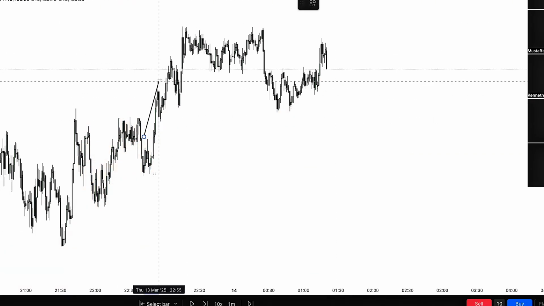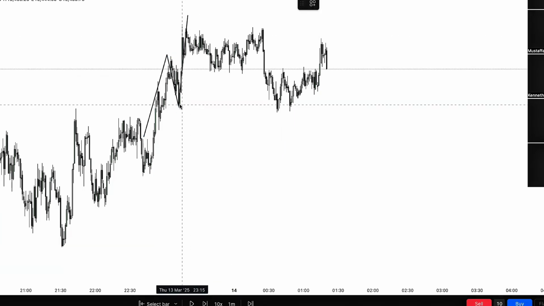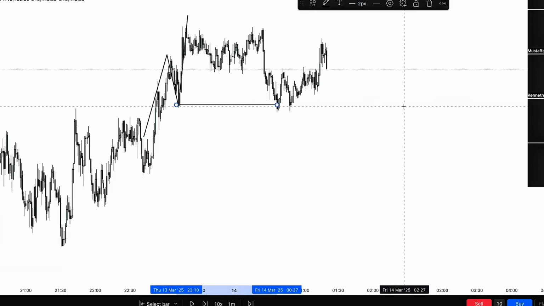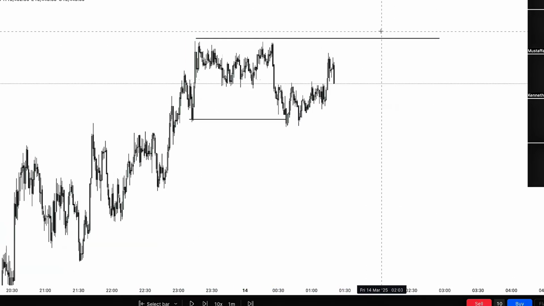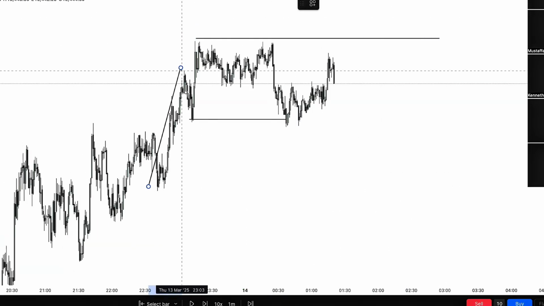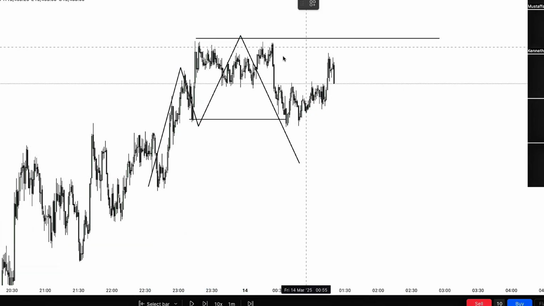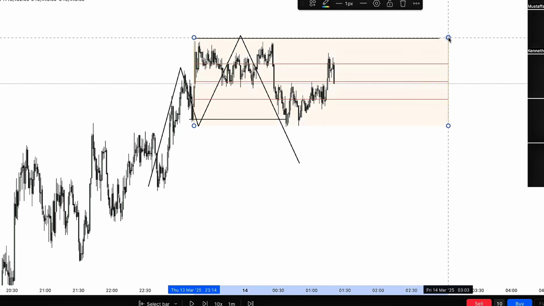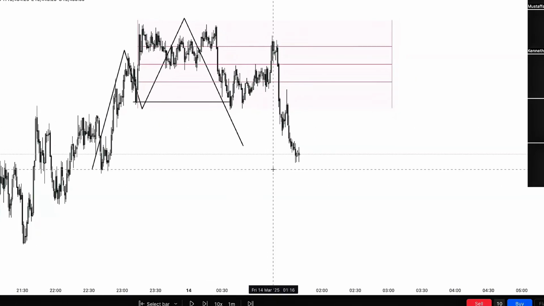We actually have a shift in structure. High, low, higher high, boom, change of character. So what are we expecting? This bullish zone, this follow structure, becomes bearish. So now we have a bearish zone from here to here. And what are we expecting? We're expecting price to pull into here and continue lower. And that's what we do.